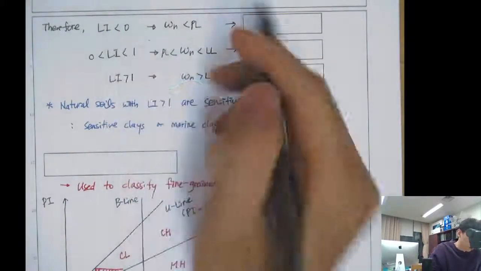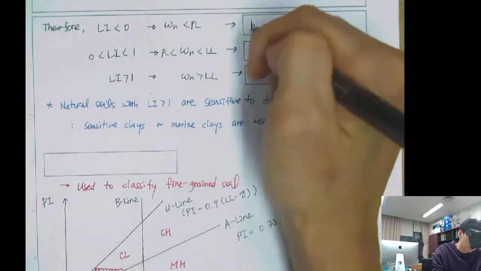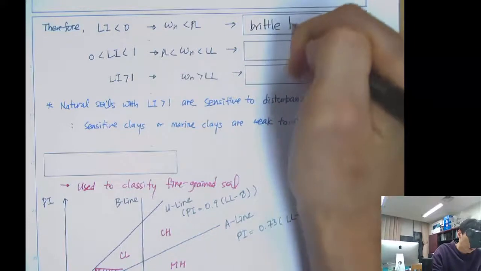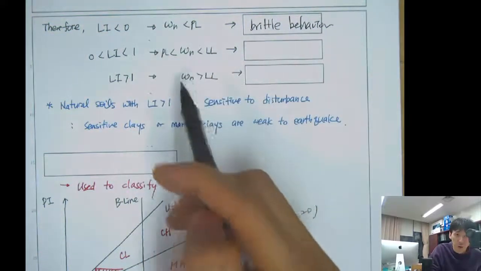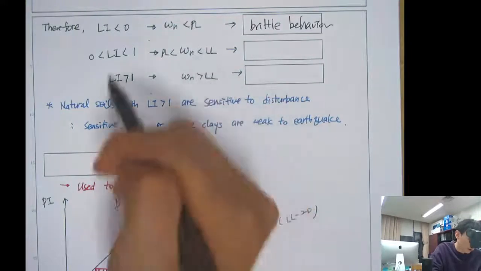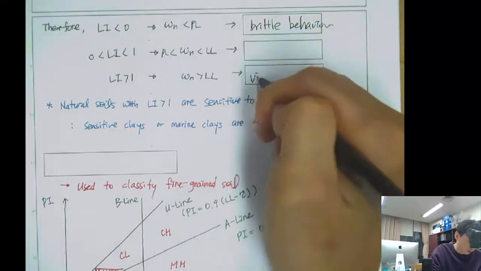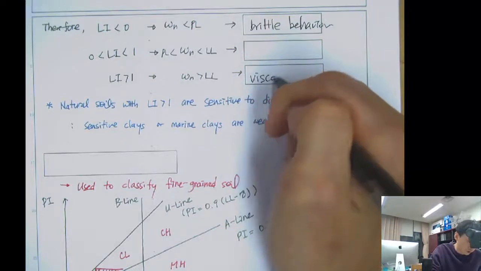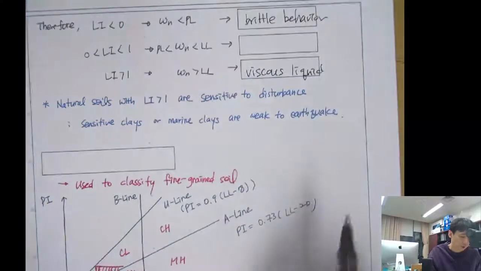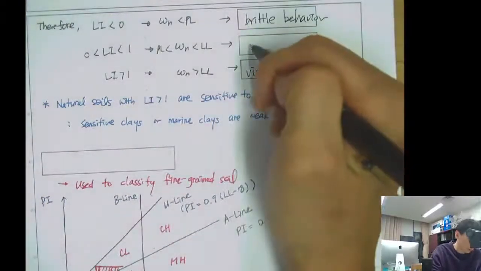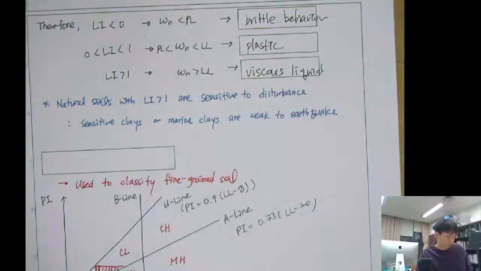When the liquidity index is less than 0, the soil will show brittle behavior, because the natural water content will be less than the plastic limit. If it's larger than 1, it will behave like a viscous liquid, and this will be plastic behavior.